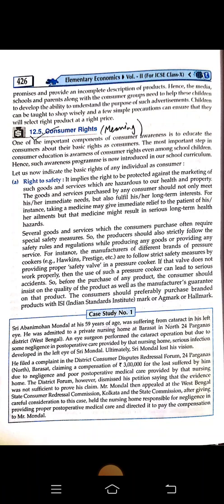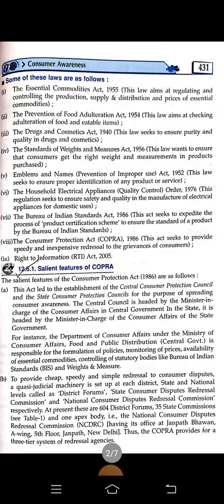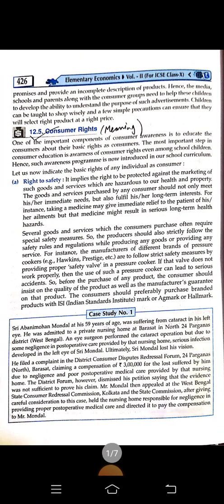Right, next, right to information. Right to information implies the right of a consumer to be informed about the quality, quantity, purity, standard, and price of the product so as to protect him or her against unfair trading. When we purchase some medicine, we can find information relating to the side effects of that drug.